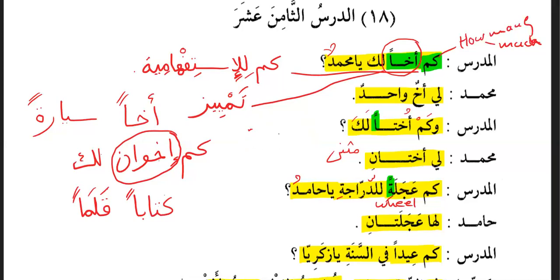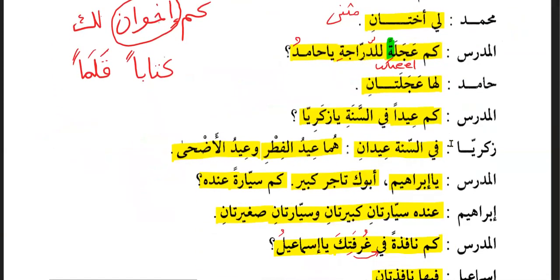نعم جيد. كم عجلة للدراجة يا حامد. نعم ما معنى هذا يا أبو يوشع? How many wheels are there on your bike, O Hamid? نعم. So it doesn't mention your bike. So كم, how many wheels does the bike have? نعم. يا حامد. He says لها عجلتان, it has two wheels. نعم.